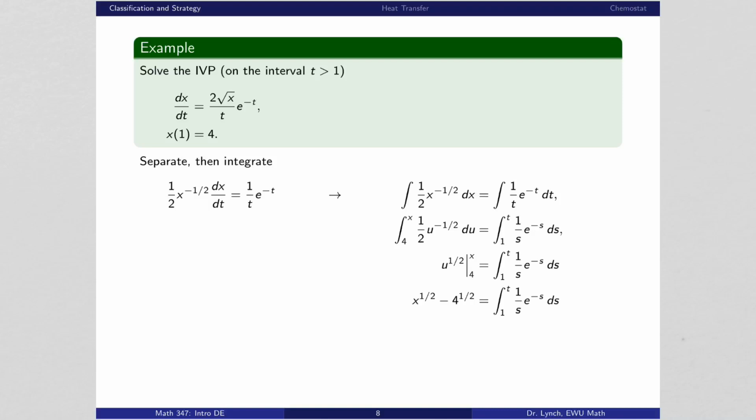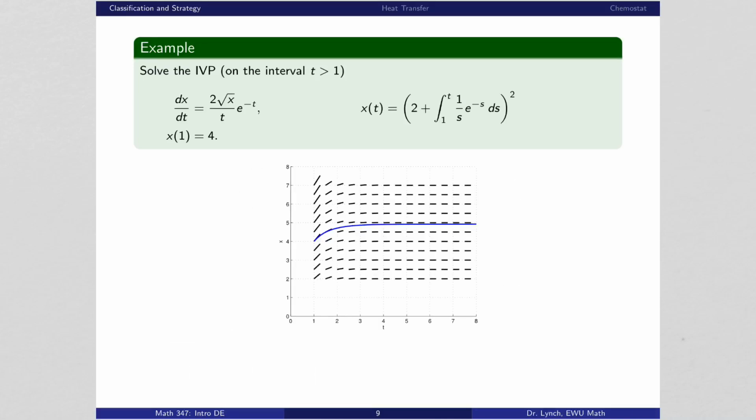Okay, in this case, it's also quick to solve for the explicit solution. So here's the explicit solution. Just move the factor of 2 from the square root of 4 to the right-hand side and square both sides. The explicit solution is the quantity 2 plus the integral 1 over s e to the minus s ds from 1 to t, quantity squared. And for what it's worth, here is the slope field, as well as the solution that goes through x of 1 equals 4.